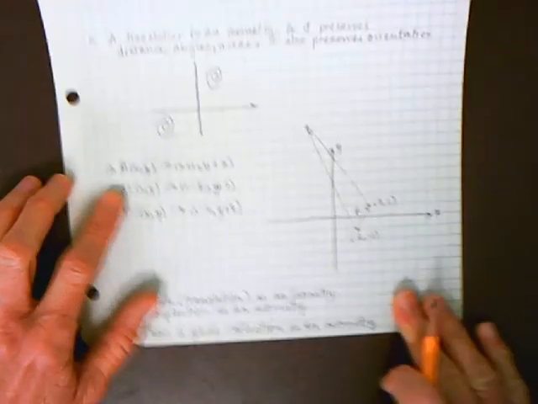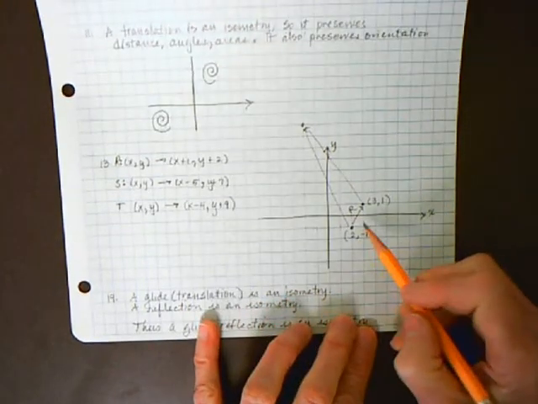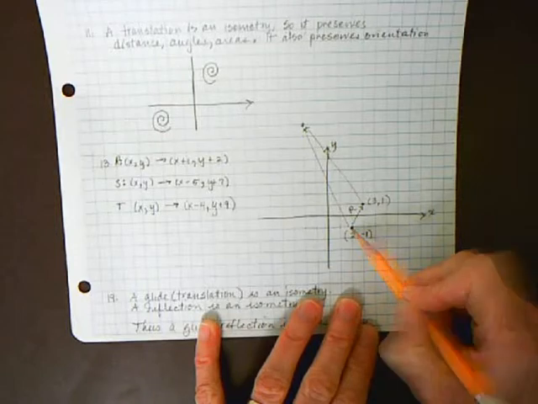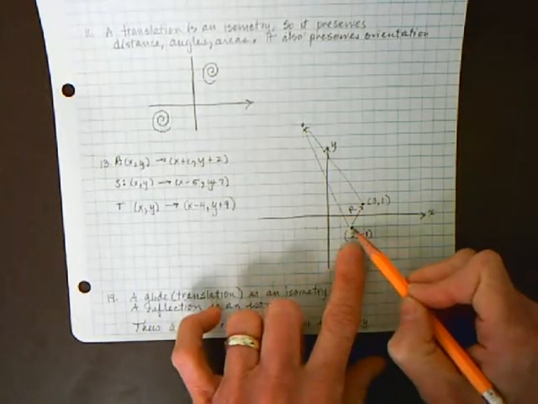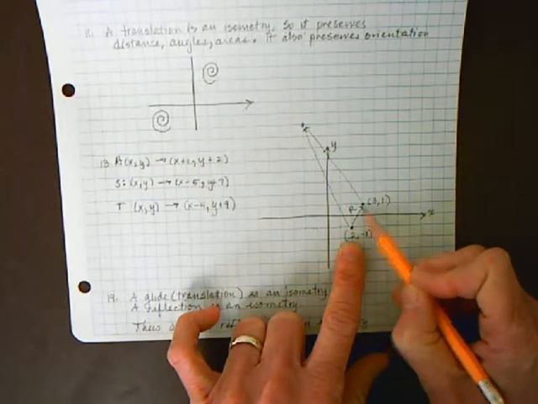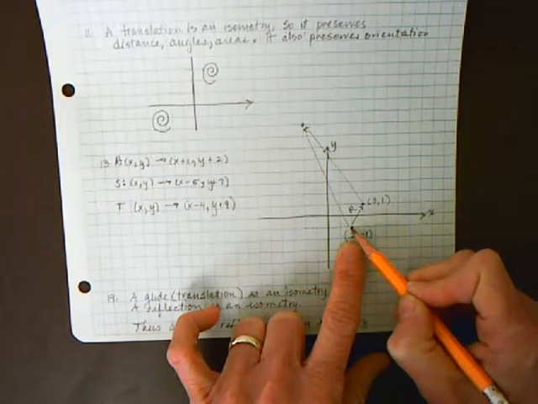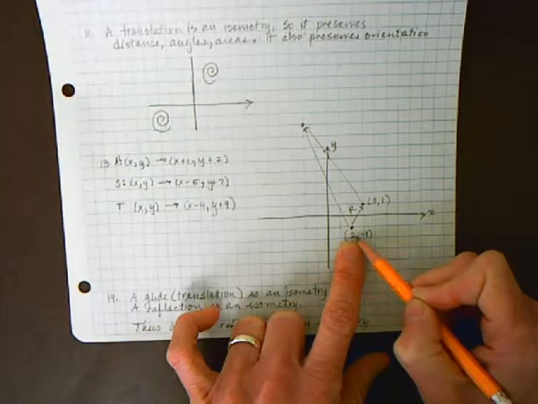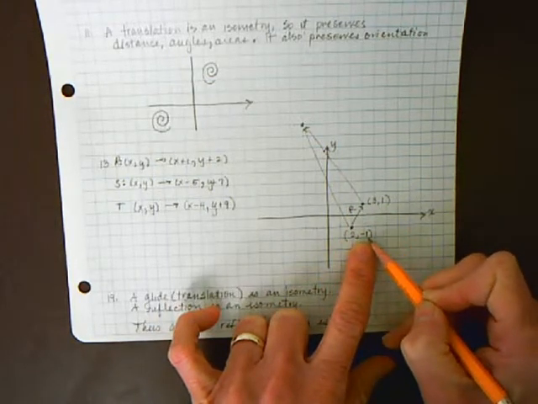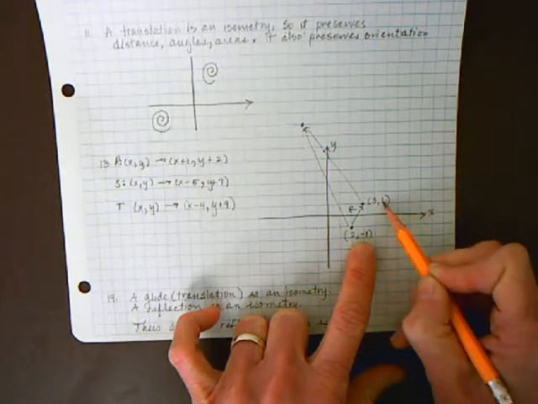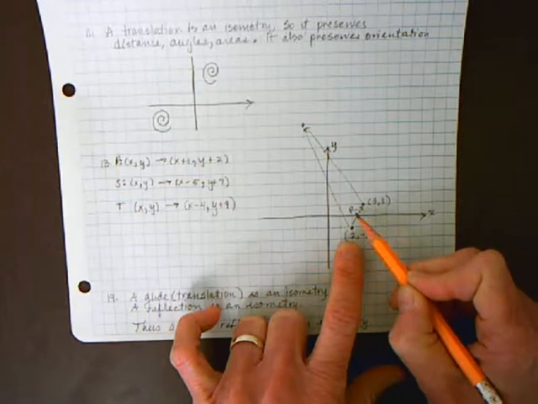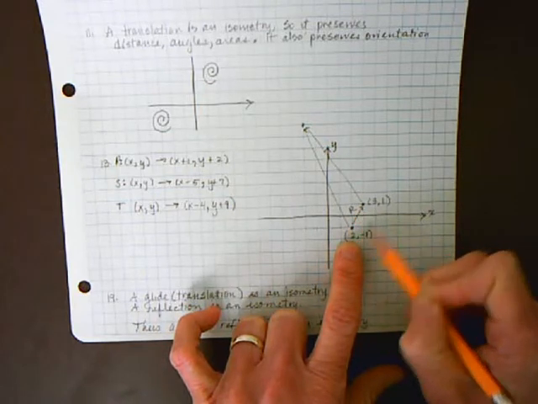So I want to show you concretely, and then we'll talk about the theory. Take this point here, 2, negative 1. The first translation R is going to add 1 to the x, so it goes from 2 to 3, and it's going to add 2 to the y. So the y value, negative 1 plus 2, gets me 1. So this point, 2, negative 1, gets moved under this mapping R to 3, 1.